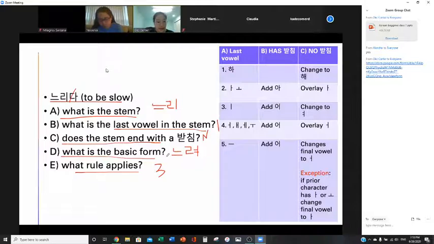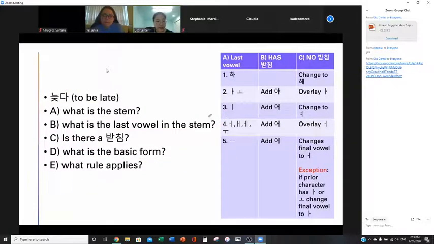What is the basic form? Well, you look at the last vowel right here. This applies to number 3. So if it has no pachim, it changes to 여. Therefore, 느려, because 이 changed to 여. So 느려. And what rule applies? Number 3 rule applied. So this one, 늦다, means to be late. What would be the stem in this case? 늦. Perfect. 늦.